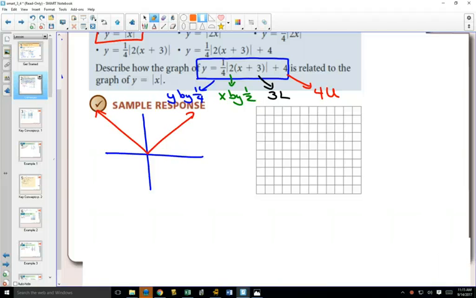And then do stretches and then translations. So now when choosing your points on your red graph, that is a key point. You're going to have to choose 0, 0. But when choosing your other points, you've got options.